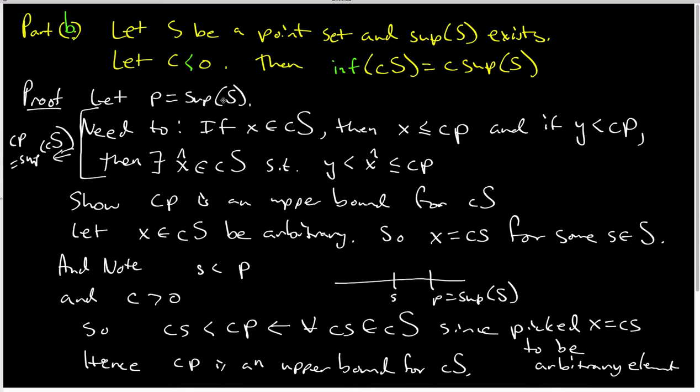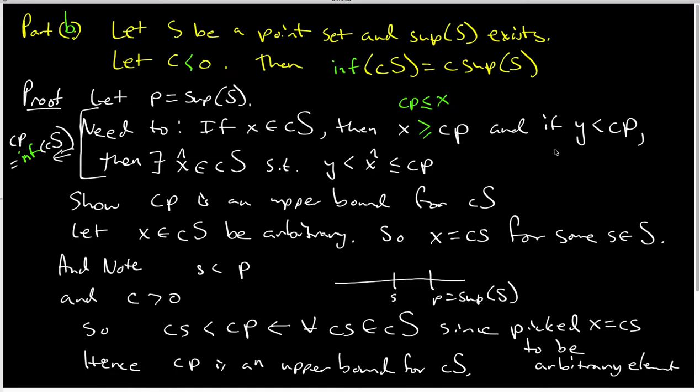We're still going to let P be the sup of S, but we're going to be trying to show that CP is the inf of the set CS. So I need to show that if X is inside CS, then CP is going to have to be a lower bound. So what that means is I have to change this inequality into X is greater than or equal to CP, or if I wanted to, I could rewrite that as CP is less than or equal to X. CP needs to be a lower bound for the set CS.